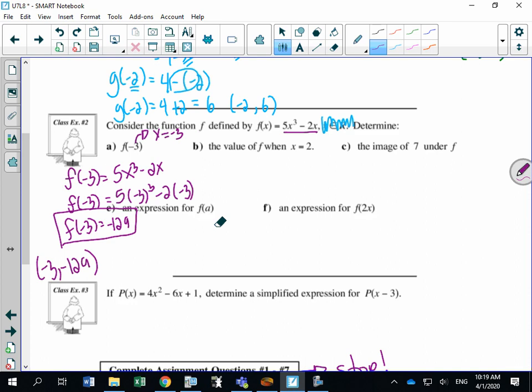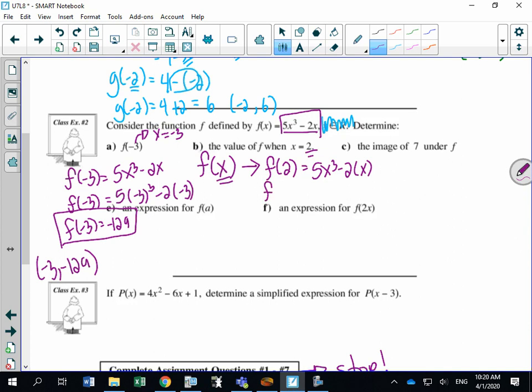Let's do b. The value of f when x is equal to 2. So what is f when x is equal to 2? Well, we're used to writing it like this, right? F of x. So they're saying, okay, they want x to be 2. So that would be f of 2. And what was our equation? Our equation was up here, 5x cubed minus 2x.